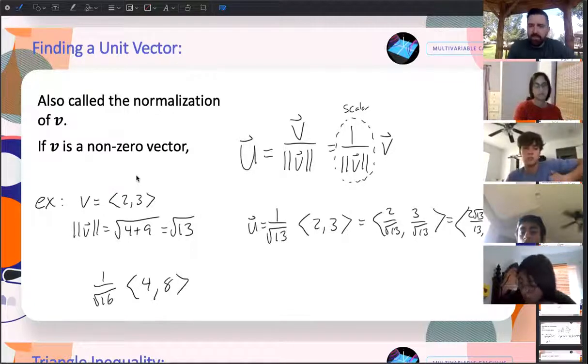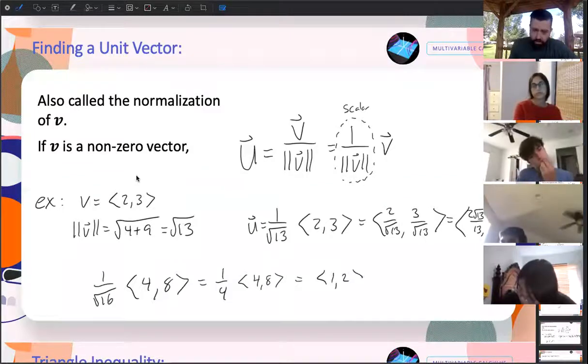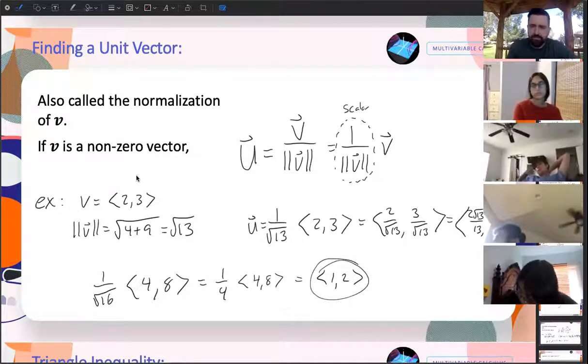Okay, to me, that's something you could easily simplify. 1/4 times 4/8 is 1/2. Okay, this should really be your answer. Don't do stuff like this.